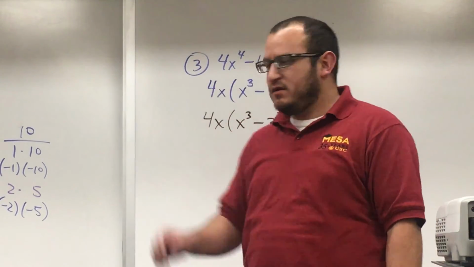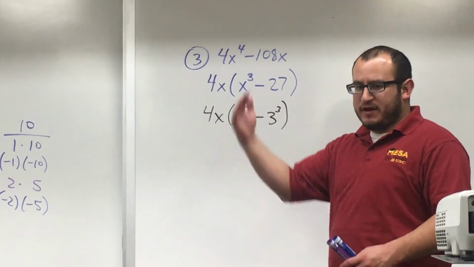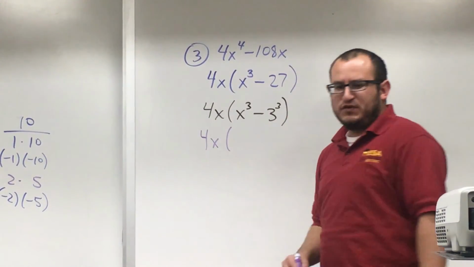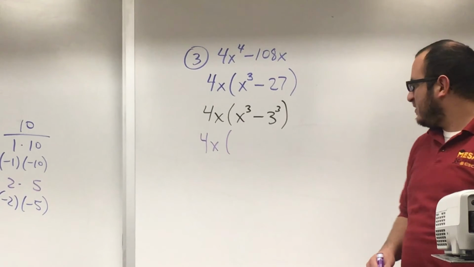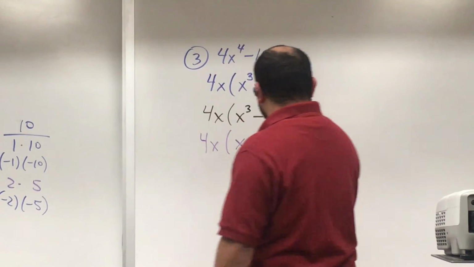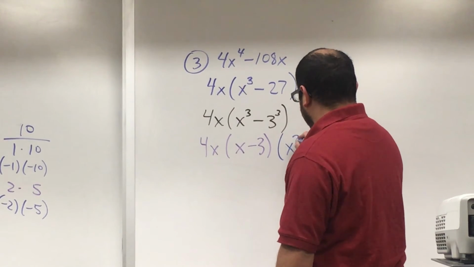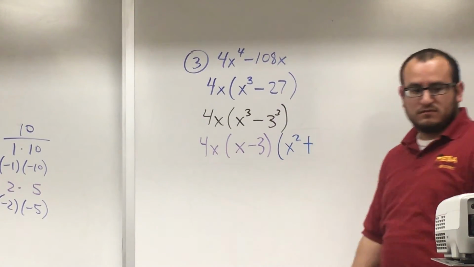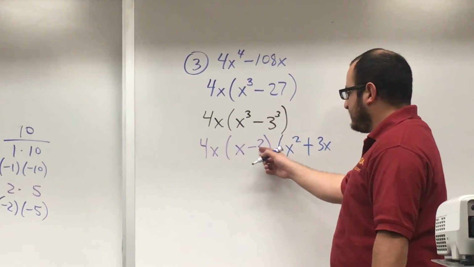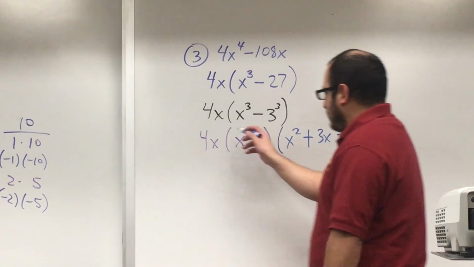Now I'm going to use the cubic formulas for this. Don't forget about the 4x. Always bring it down. So we have 4x. If you don't know the cubic formula, just go back to the slides. Since we did a difference of cubes, this is x minus 3, times x squared plus x times y, which is 3x, plus 3 squared, which is 9. And I'm done.